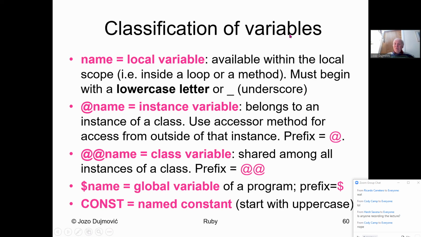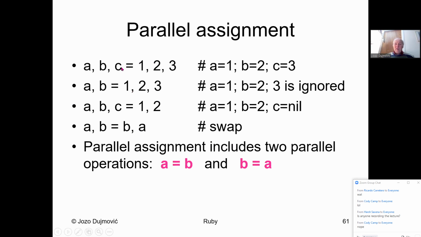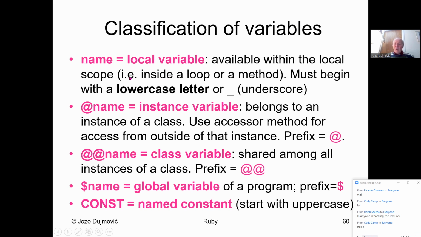Variables are classified into these 5 categories. First, we have local variable, which must be written in lowercase, like this name here. Then this is the variable that is created and instantiated in the middle of execution. Must begin with lowercase letter or with underscore.